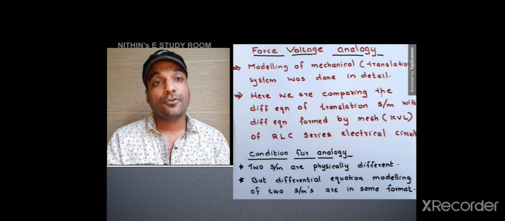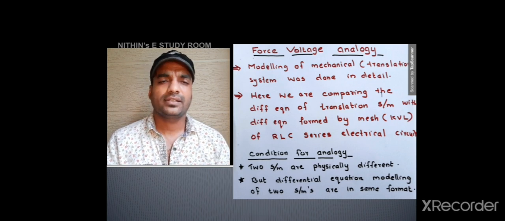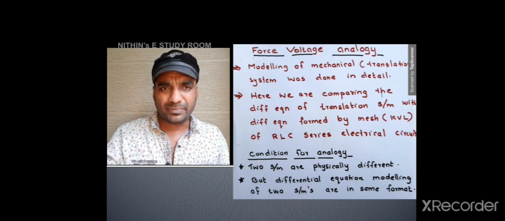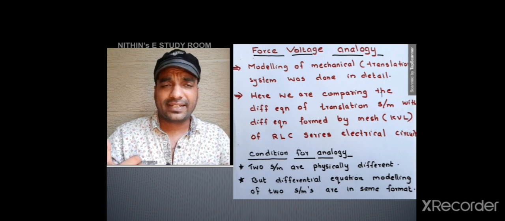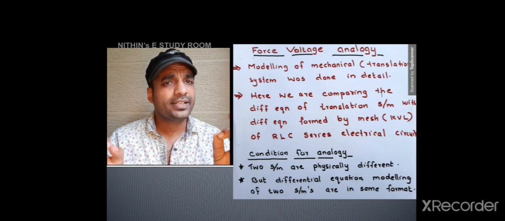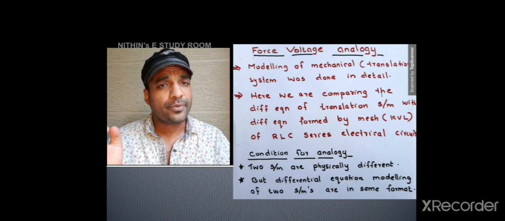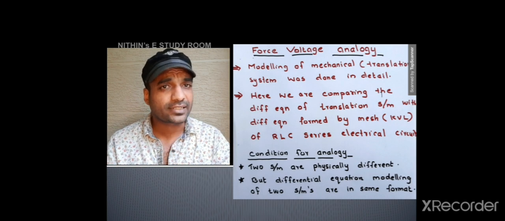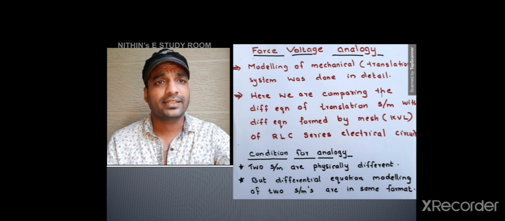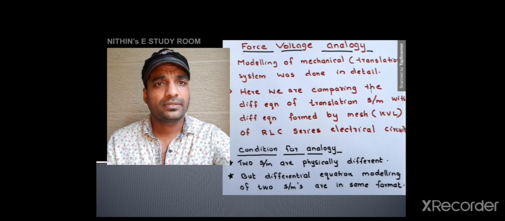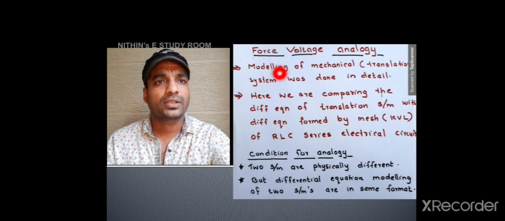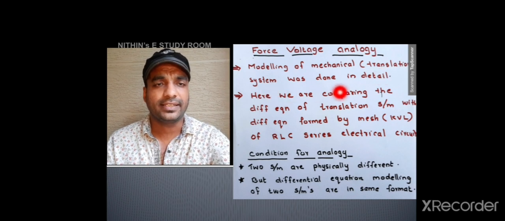So, in force voltage analogy, it is very clear that we are going to compare a mechanical system, which is something related to force, to an electrical system, which is something related to voltage. Before going to this, you should be very clear about the differential equation of a mechanical system that we derived in the last class, and that was a translational system. Translation means it is a system moving in a straight line. Modeling of the mechanical translational system was done in detail in the last class.